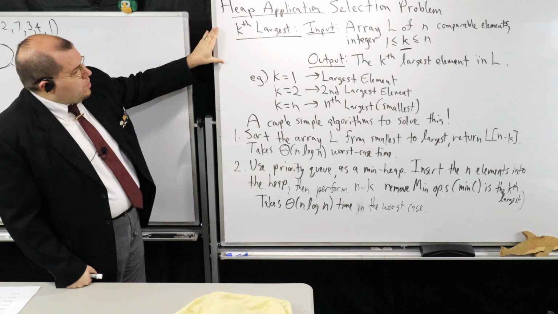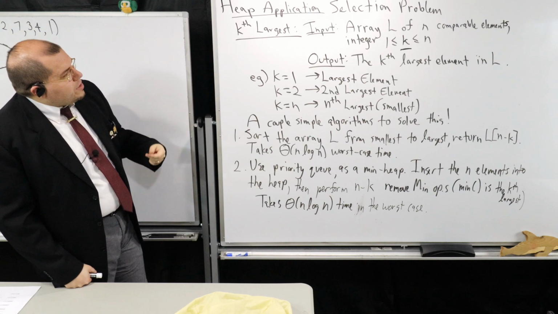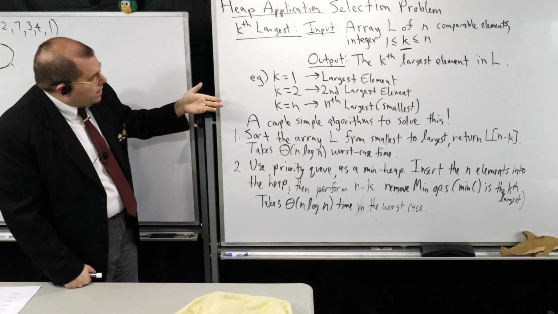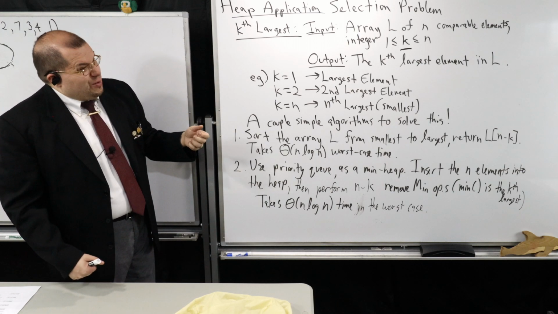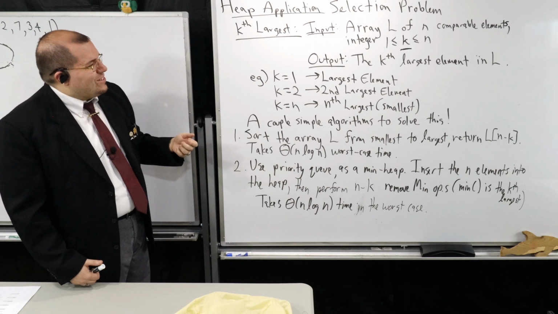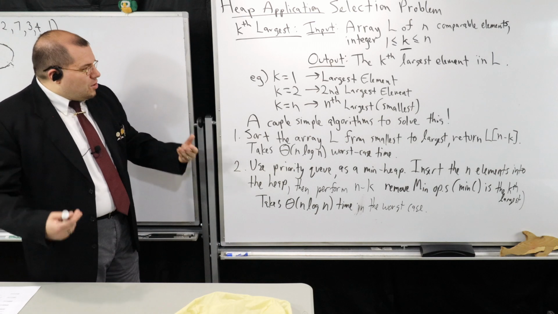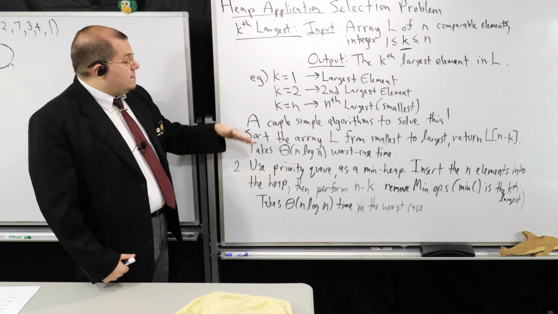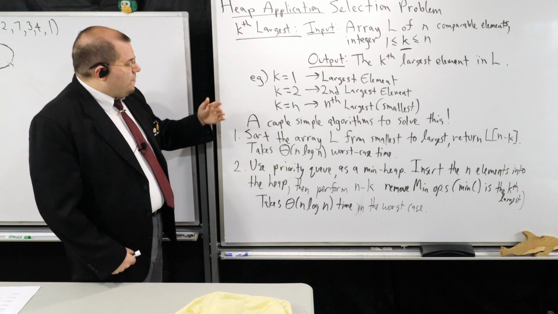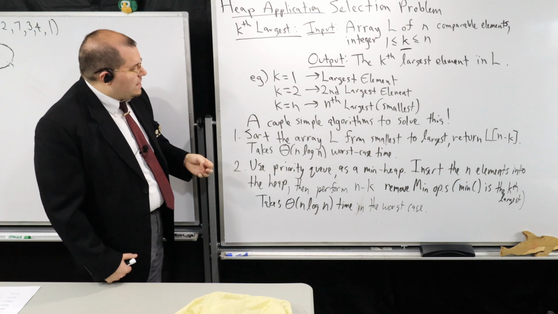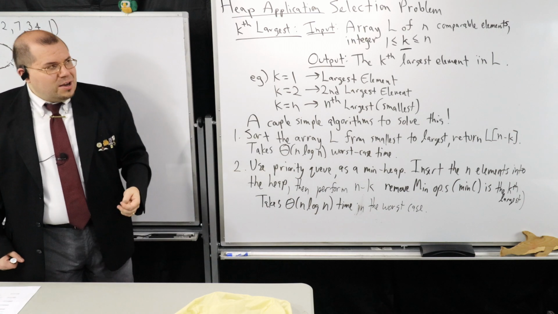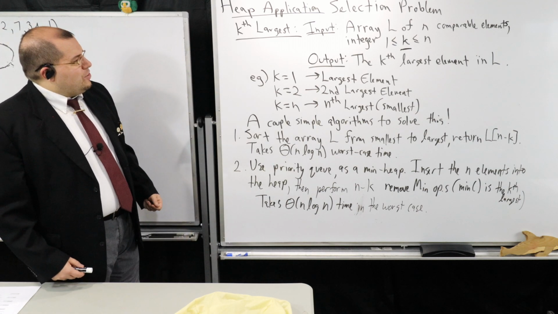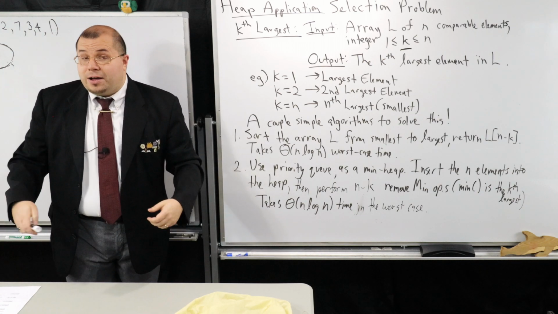So just to give you an example of what I mean, if I make k equal to 1, notice that if you read the input part, it just says the array with n comparable elements, and there's an integer that's 1, and it asks for the first largest element in L, which of course is the largest element in the array L. When I do k equal to 2, I get the second largest element. 3 would be the third largest element. And if I make k equal to n, it's the nth largest, meaning it is in fact the smallest element. So are we okay with the description of this problem? So I give you the input, there's the output, and your job is to just give me what that element's value is.